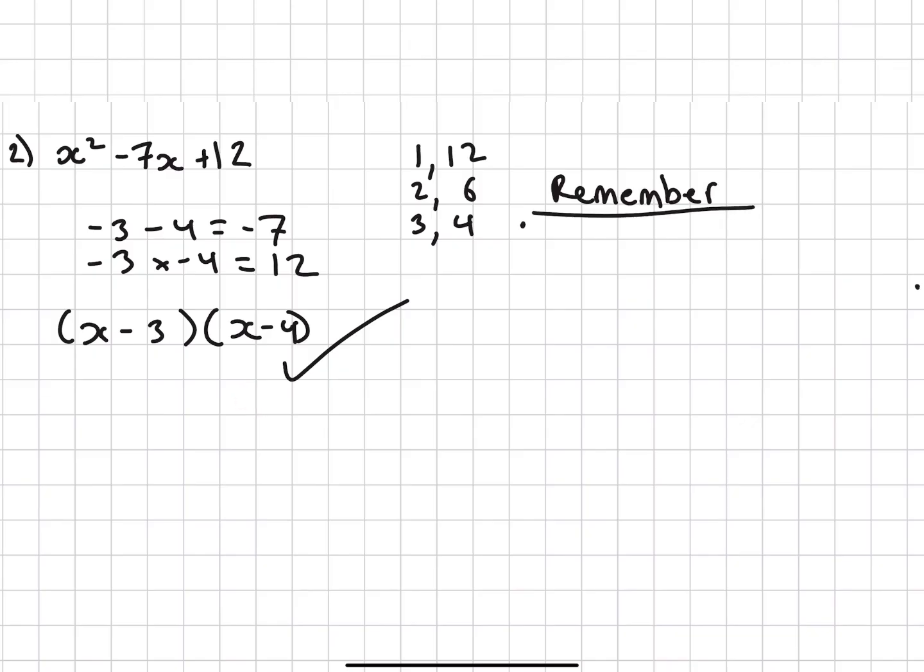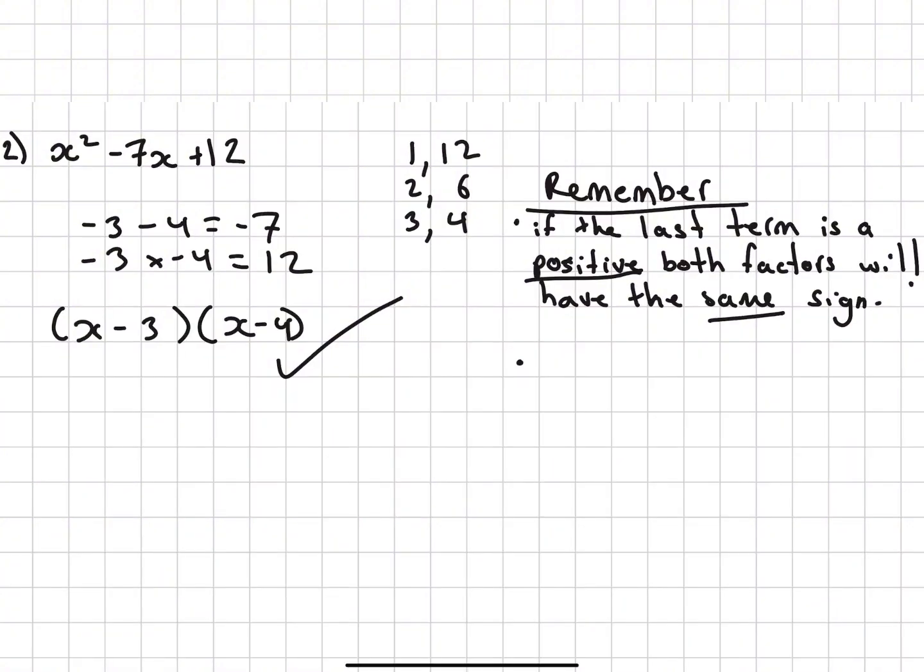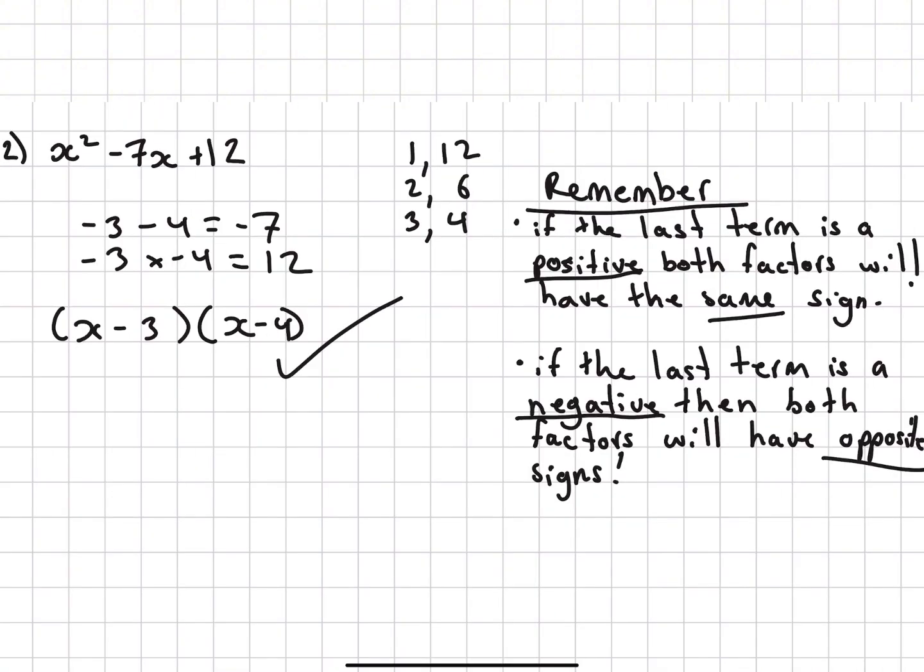Okay, so let's remember that if the last term is a positive, both factors will have the same sign. However, if the last term is a negative, then both factors will have opposite signs. Please don't worry if that sounds a little confusing. We'll be using this in the next 3 questions, so hopefully that'll clear everything up. Now on to question 3.